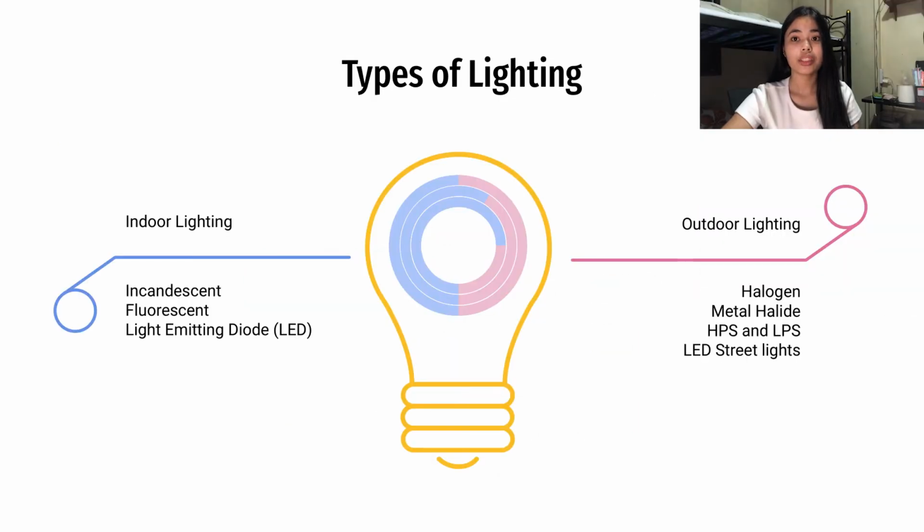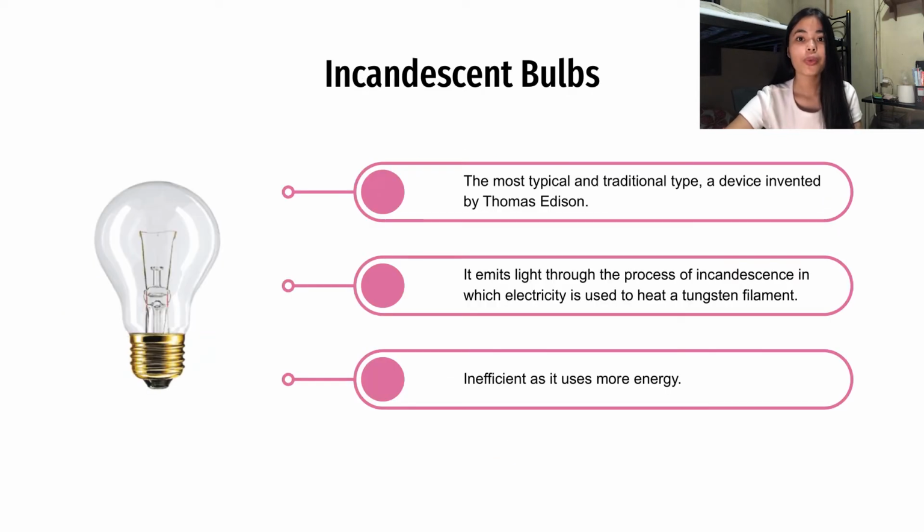The lights are classified into two types depending on where we install and use them. These are the indoor and outdoor types of lightings. First, we have the incandescent. Incandescent is the most typical type of bulb, which Thomas Edison invented.